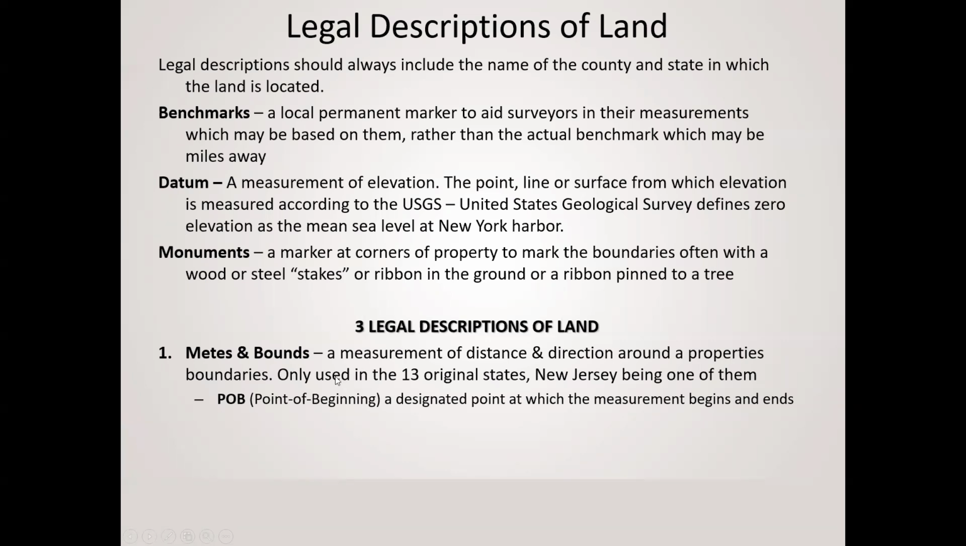So, metes and bounds is meters and boundaries. It's a measurement of distance and direction around the property's boundary lines. It's only used in the 13 original states, and New Jersey's one of them. We're the 3rd state in the Union.